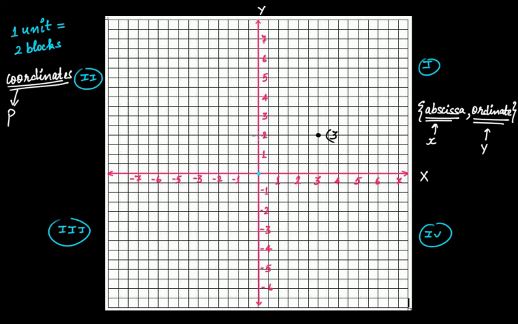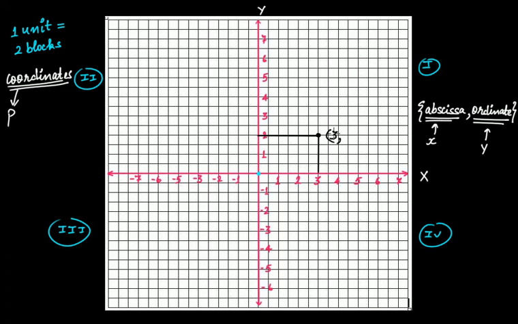So it's actually the distance from the y-axis. The distance from the y-axis means you have to count the number of units on the x-axis. That will tell you the abscissa or the x-coordinate. Okay, then you put a comma here. Now you have to write the ordinate. Ordinate means the y-coordinate, and that means the vertical distance of that point from the x-axis. And for that, what you have to do is just count the number of units on the y-axis.